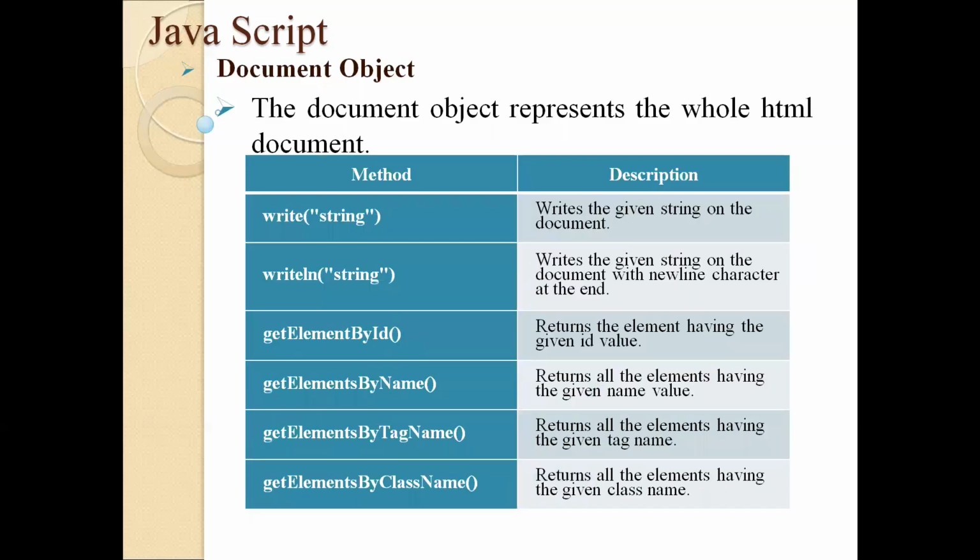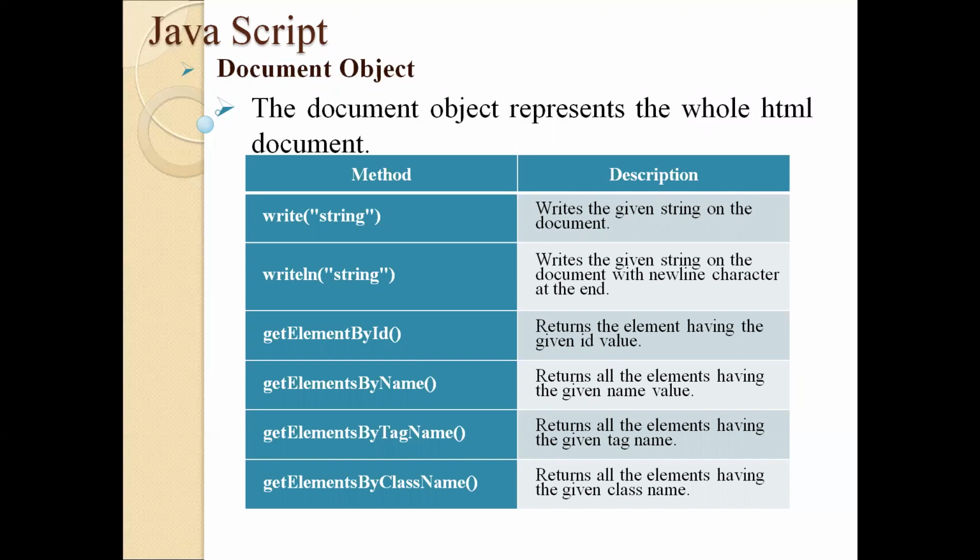There are some methods which are supported by this document object, and the following is the description of those methods. We can make use of the document object along with the write method. We can use it as document.write, and within the braces we provide any string, so that it will be printed on the output screen. We can use document.write or document.writeln, document.getElementById, getElementsByName, getElementsByTagName, getElementsByClassName. These are some of the methods which can be used along with the document object.